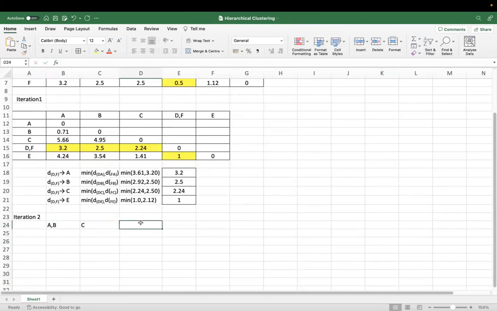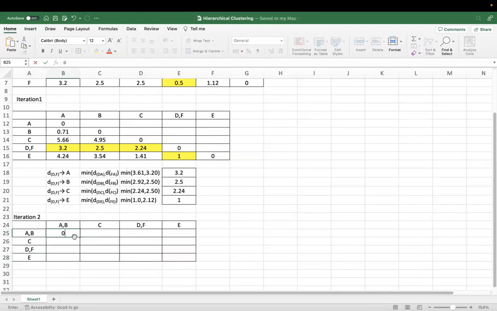C will remain the same. D and F is already merged, and E. Similarly, A comma B, D comma F: A to B is 0, C to C is 0, DF to DF is 0. Between the same points is 0. So DF to C is unaffected, 2.24. DF to E is also unaffected, which is 1.